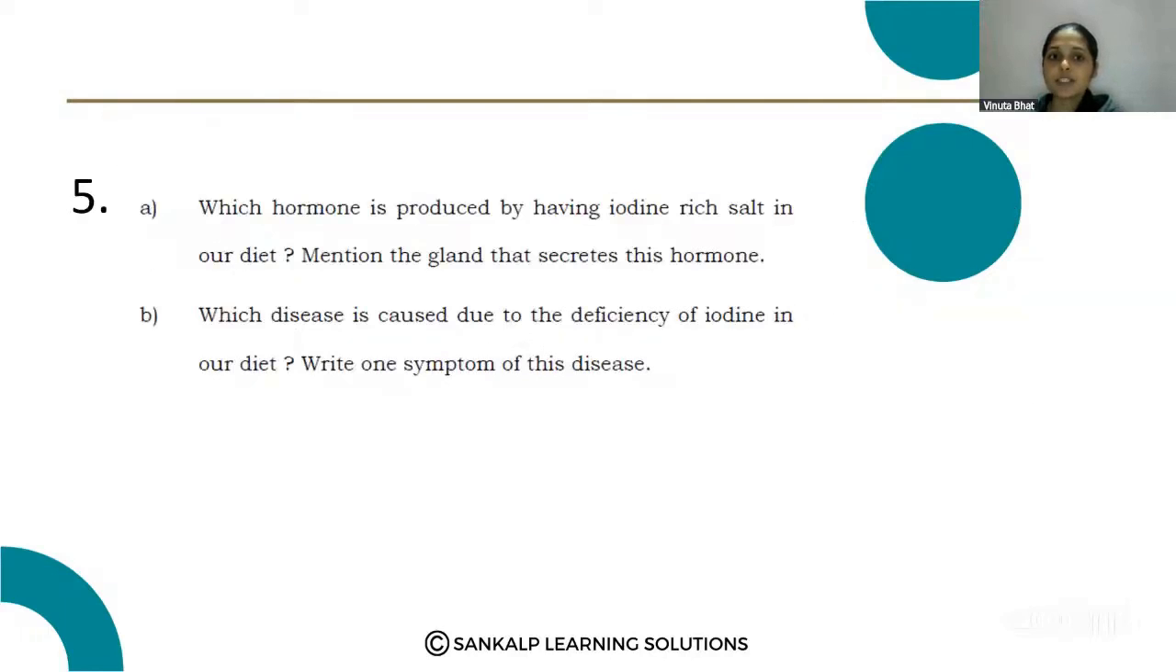Which hormone is produced by having iodine-rich salt in the diet? That is thyroxine. Mention the gland that secretes this hormone, that is the thyroid gland. Which disease is caused due to the deficiency of iodine in our diet? That is goiter, and write the symptoms of this disease.